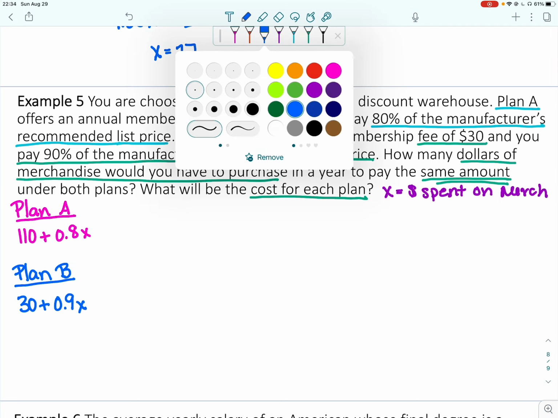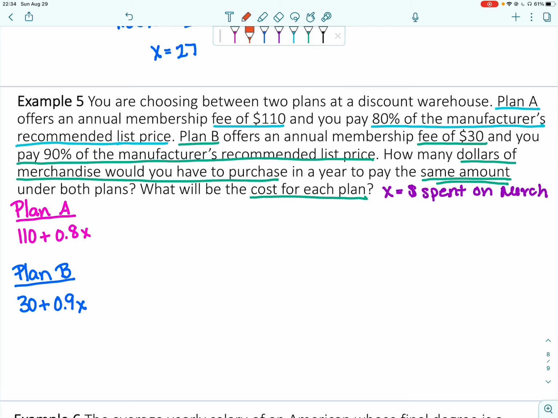So we want to know, when are these two plans going to be equal? So just like I did last time, I'm going to set the two equations that I just wrote equal to one another. And now this one has even more work involved with it, because I have constant terms on both sides and I have variable terms on both sides. So I have to do more work.